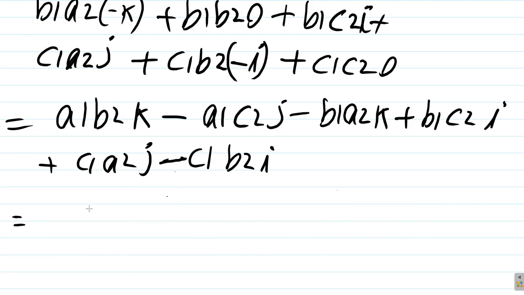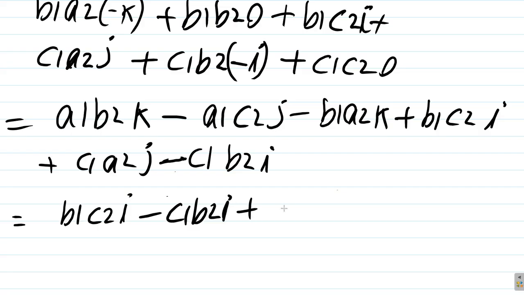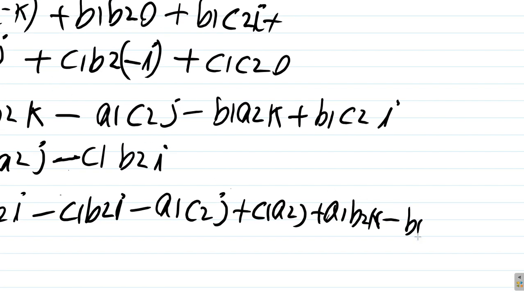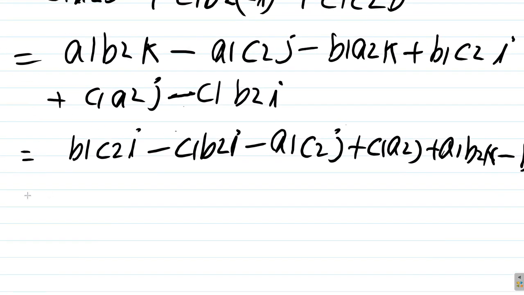IJK, go in order. The I's, we have B1C2I minus C1B2I, all right, plus J's now, well, we have a minus here, minus A1C2J, then plus C1A2J, then the K now plus A1B2K, and then minus B1A2K. All right, let's factor out the i's.